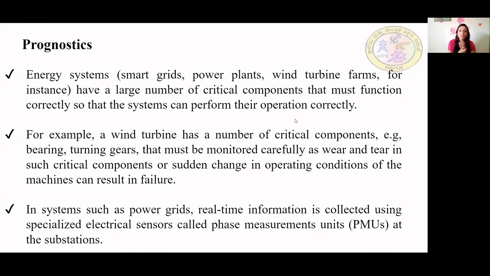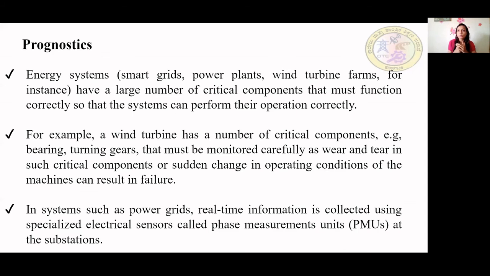Because your grid will have small components, right? Maybe you're using wind energy, so wind turbines will be there, or some electric components, various mechanical components will be there. Yes or no? So we have to do prognostics.